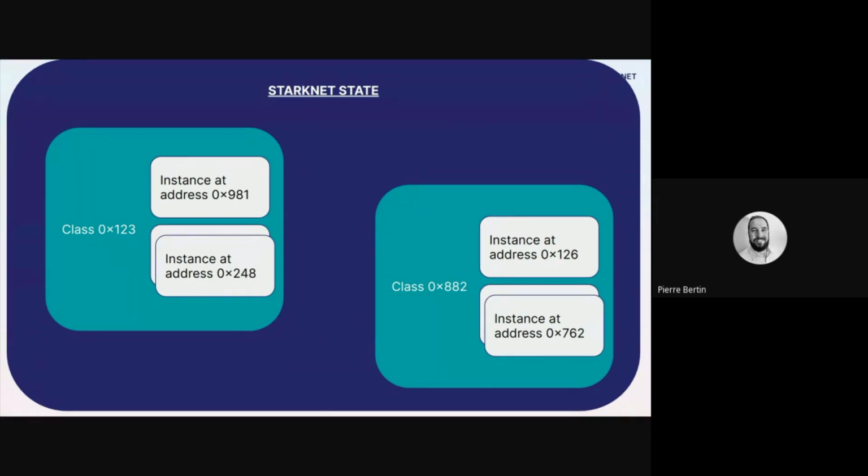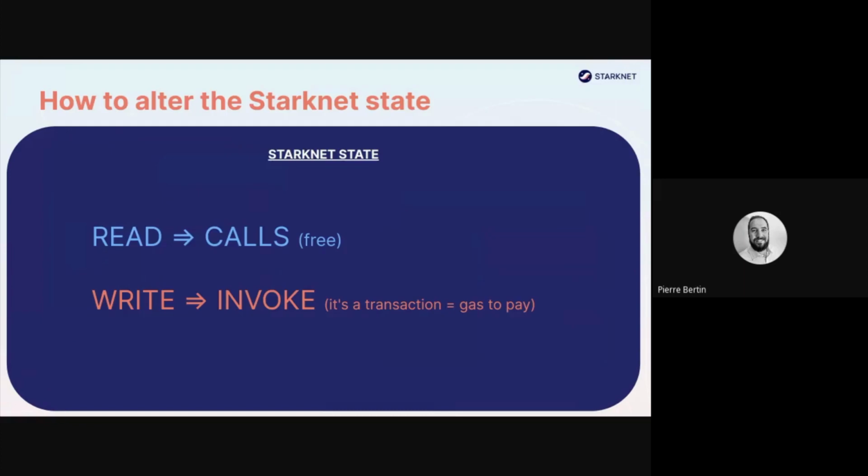And this is a Starknet state. Okay, so it's at the end simple to understand that we just take a snapshot of this information. So how can we interact with that state?